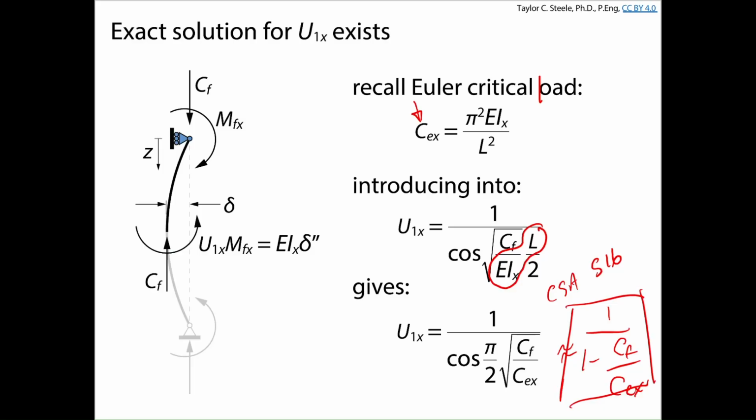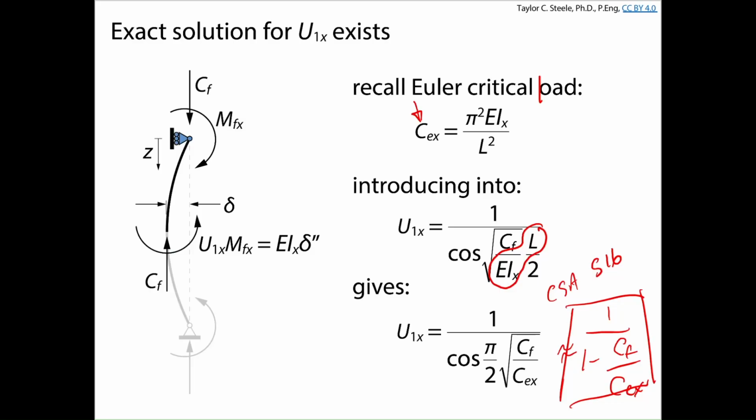And that means, now that you have the context for where U1x comes from, you can forget about this other more complicated expression. Okay, so when you're doing beam column checks, do not use, even though it's more accurate, the expression shown on the left. We're going to be using 1 over 1 minus CF over CEX, which is a simplification used in S16.